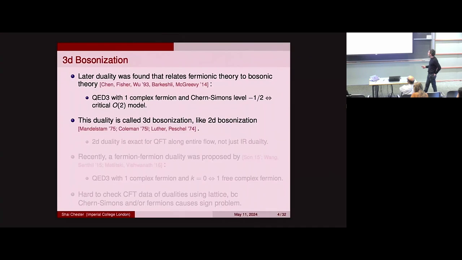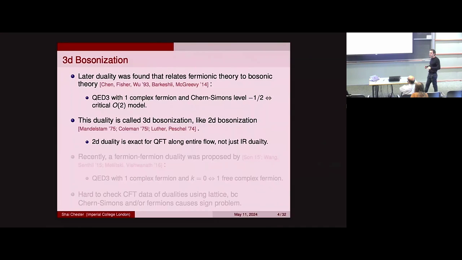People call this duality 3D bosonization in analogy to 2D bosonization, although, of course, they're very different. 2D bosonization is some kind of exact mapping. It's basically like a rewriting of the variables. Maybe this is a matter of taste, but I would say it's somehow more trivial because it's something which is just exact along the entire RG flow. This is in contrast to 3D bosonization, where it is just an IR duality.